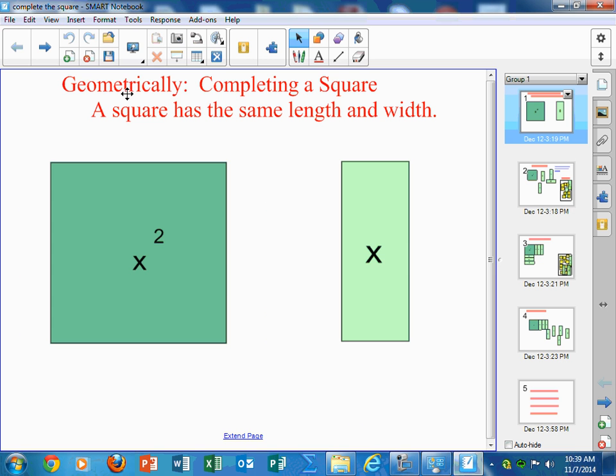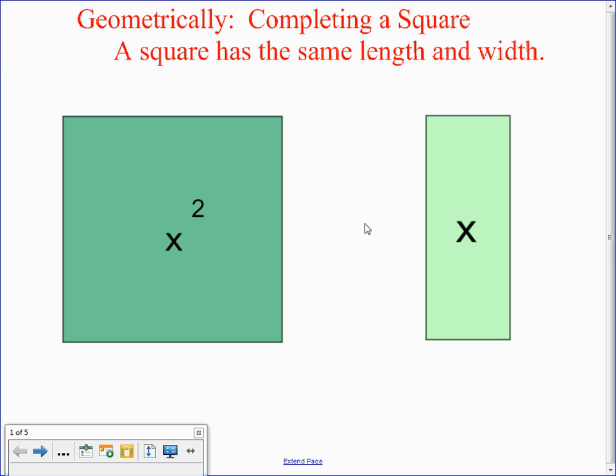Okay, I'm opening up here a picture of some puzzle pieces. So geometrically, we're going to be talking about what it means to complete a square. And I want you to think about this literally. A square: same side length, width, 90-degree corners, all of that. So think about a square, and then we're going to build a square using some algebra tiles. Algebra tiles are just puzzle pieces that represent parts of algebraic expressions.